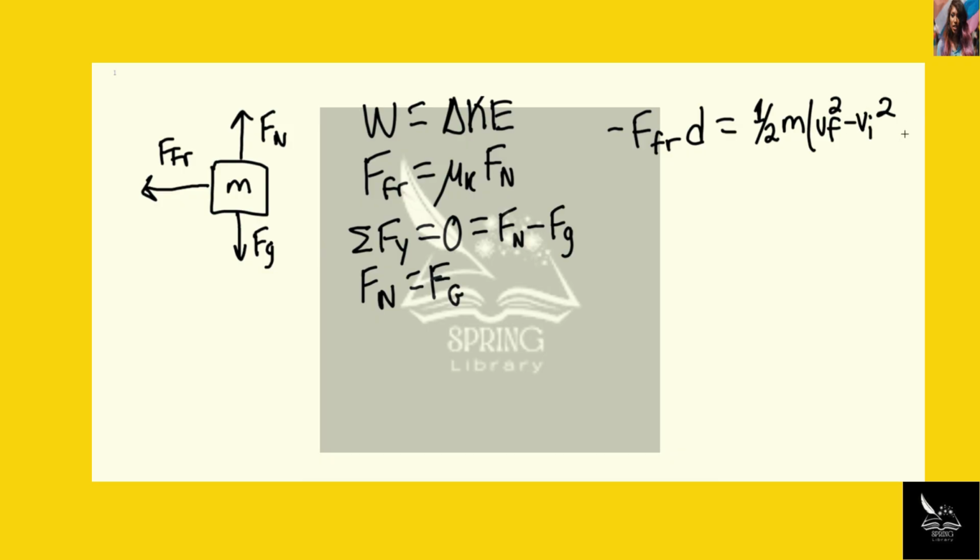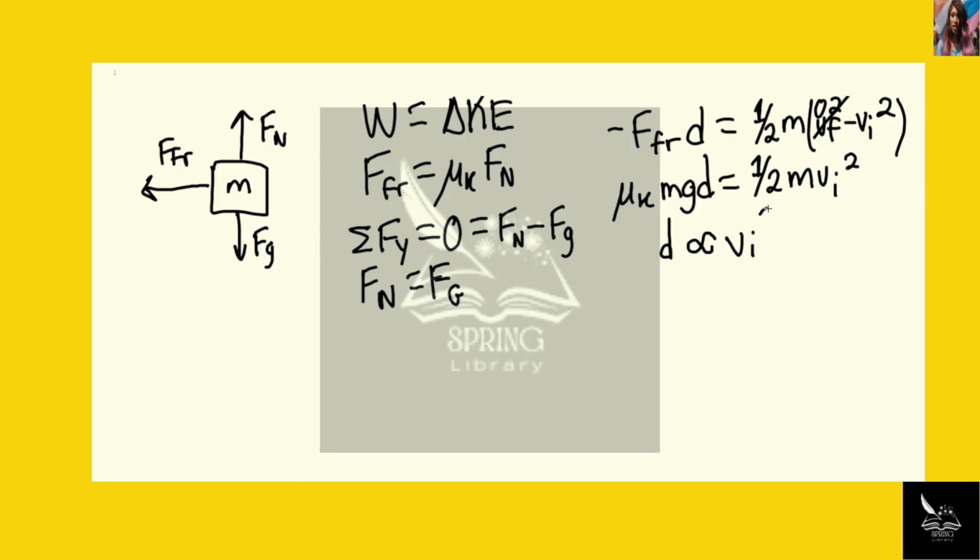We're trying to stop the car, so the final velocity is going to be 0. The force of friction is the coefficient of kinetic friction times the normal force, and the normal force is equal to the force of gravity, so we have the coefficient of kinetic friction times mg times d equals 1/2 m v initial squared. The braking distance is directly proportional to the initial velocity squared.